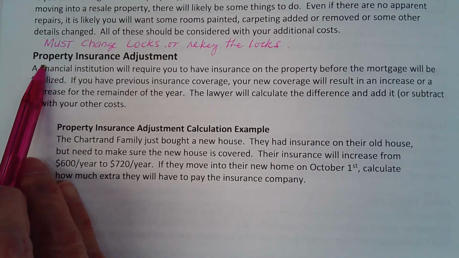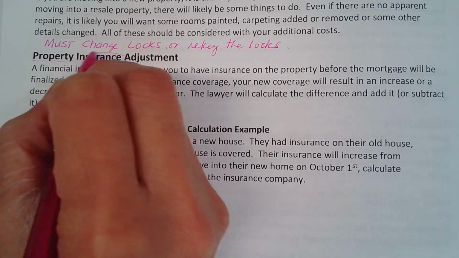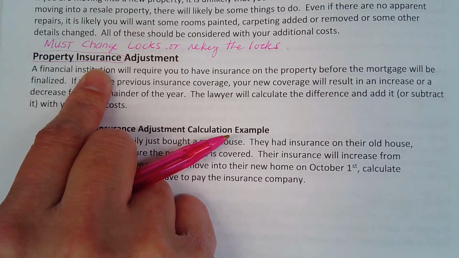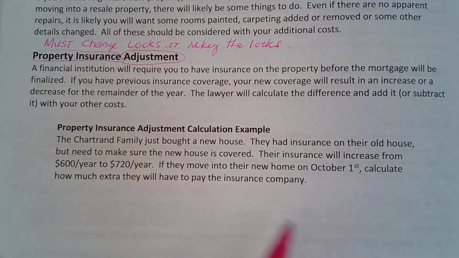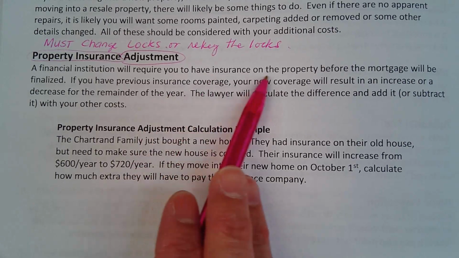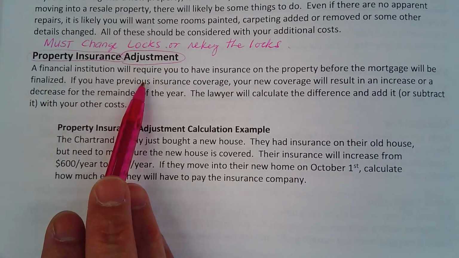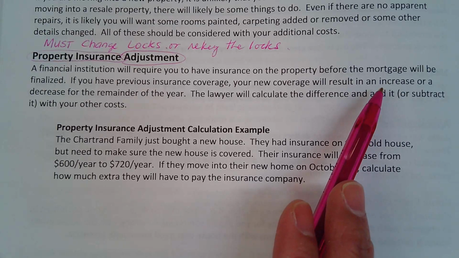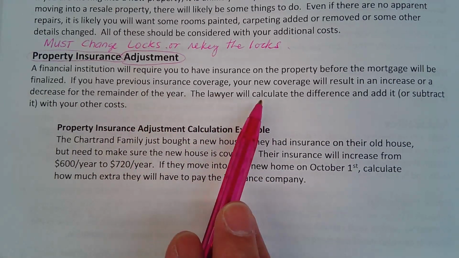Next one. Property insurance adjustment. Now, this is property insurance. We always pay for property insurance as long as we own the home. But this is a property insurance adjustment. What does that mean? A financial institution will require that you have insurance on a property before the mortgage will be finalized. If you have previous insurance coverage, your new coverage will result in either an increase or decrease for the remainder of the year. The lawyer will calculate the difference.